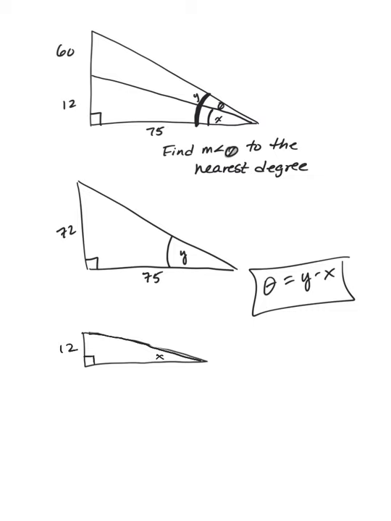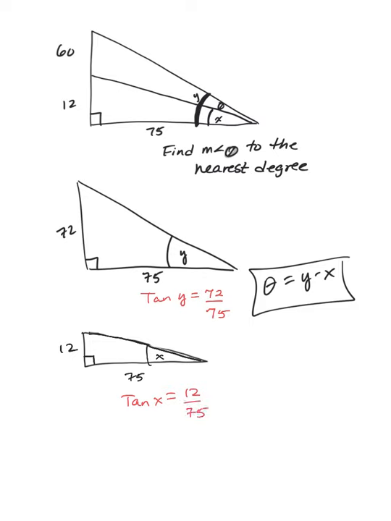All right, so for y, I'm going to use, oh, this is 75. I'm going to use tangent, right? So I'm going to say tangent of y is opposite over hypotenuse. Then down here, I'm going to say tangent of x is opposite over adjacent. I said hypotenuse, didn't I? Sorry. Opposite over adjacent.